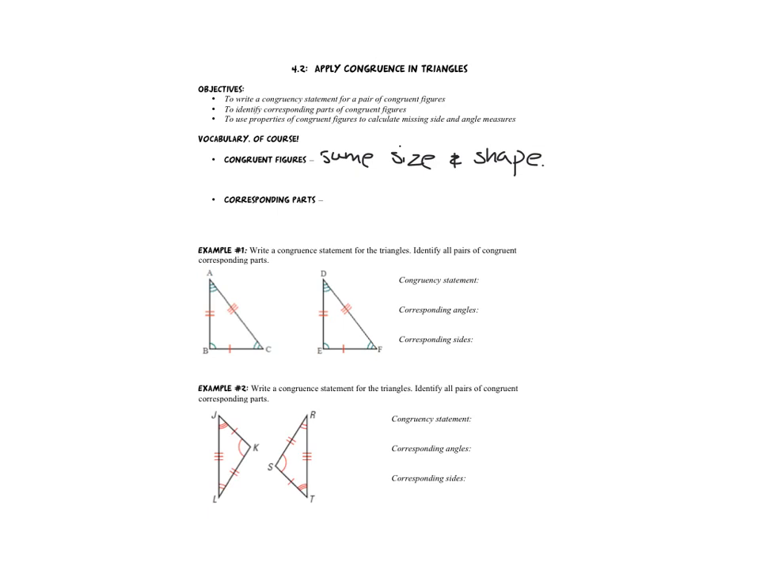Now, corresponding parts are parts that are in relatively the same position. So parts that are in the same relative position. So if you think back to last chapter, we had corresponding angles when you had parallel lines that were intersected by a transversal. Corresponding angles were in the same relative position with respect to their own little cluster of angles.